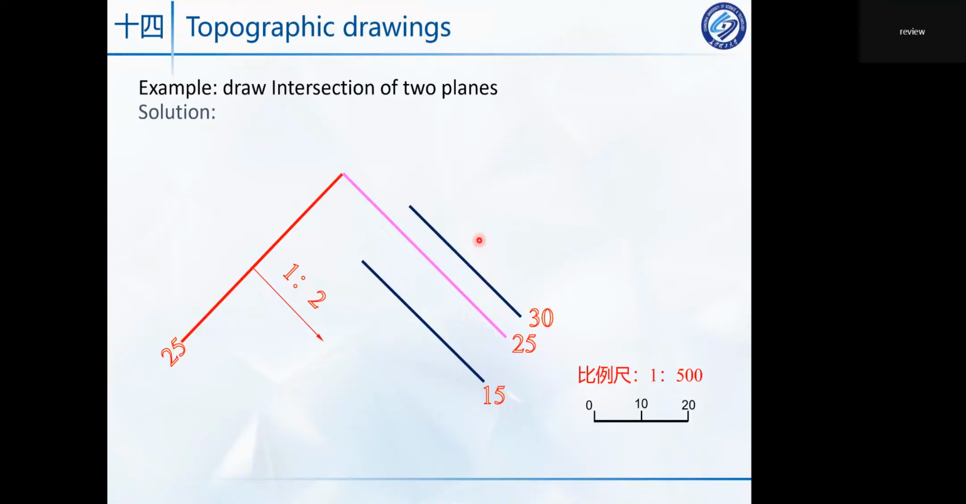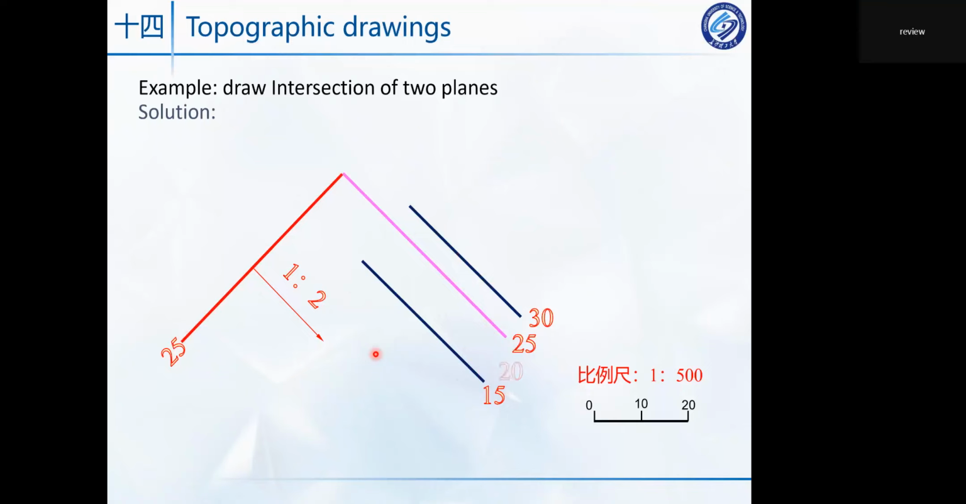So at first, we have to get the cross point of two control lines at the same plane, at the same elevation. You can see we have already known this line. This line is the elevation 25, and so we must get another line that the elevation is 25 in this plane. And we can get a cross point.